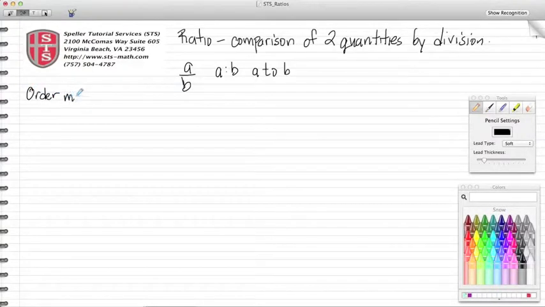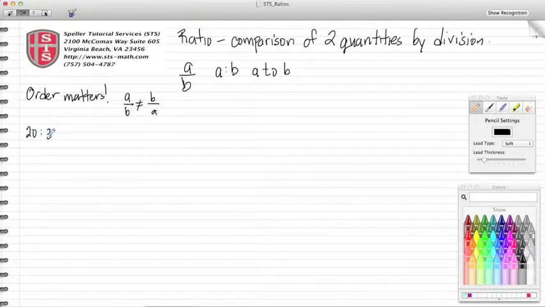Something to keep in your mind that's very important is that the order of this comparison matters. So if I'm comparing A to B, that's not the same thing as comparing B to A. So let's take a look at a few examples.